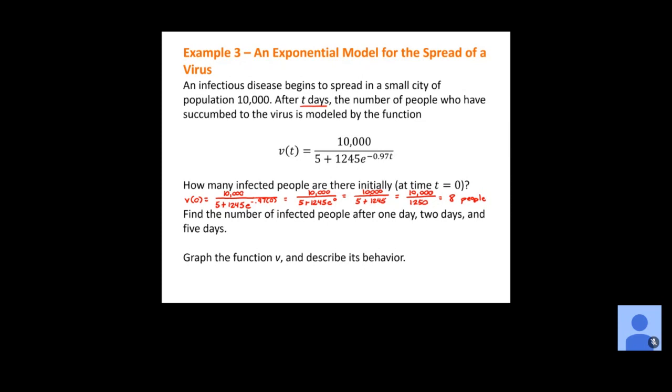Okay. All right, so rather than doing 1 day, 2 days, and 5 days, right, that just means that your t value will be 1, 2, and 5. We'll just do one of them. Let's do 5 days just to see what we get. This will give us V of 5 equals 10,000 over 5 plus 1,245 e to the negative 0.97 times 5. And again, if you wanted to do 1 day and 2 days, right, the only thing that changes there is the t value. Everything else stays the same.